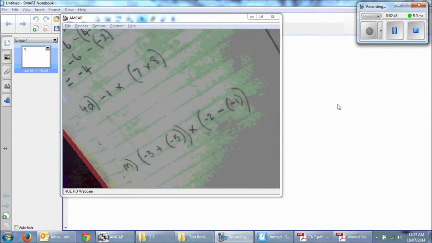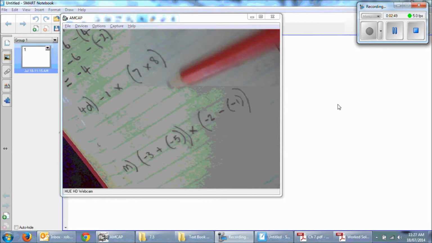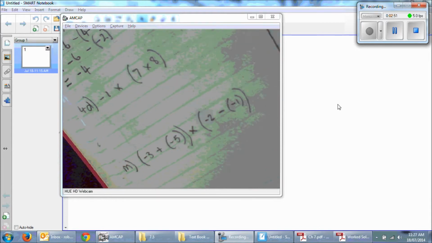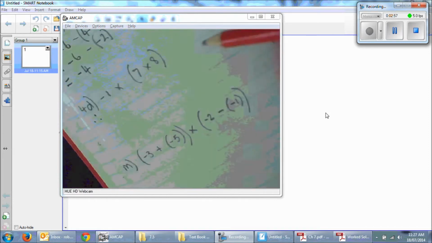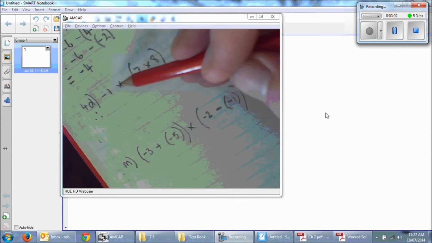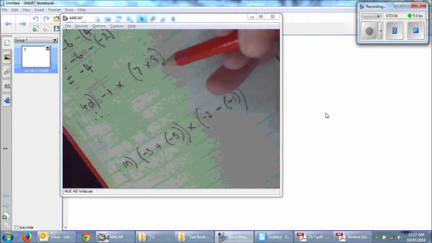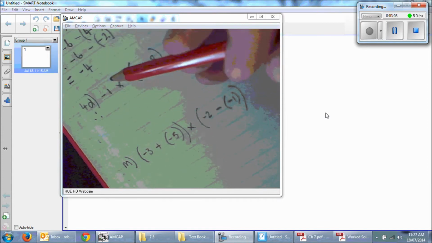For D, this is question 4 now. Okay? So they're incorporating the use of brackets here as well, so you have that first step of order of operations. So the first thing that we have to do here in this one is 7 times 8. Okay? And obviously we've got negative 1 multiplied on the outside. So whatever our answer is on the inside, we're going to multiply it by negative 1.